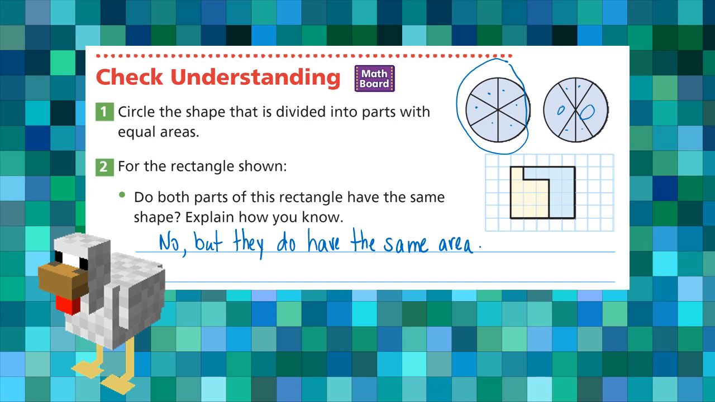So even though those two shapes look a little different when they're cut out and placed on top of each other, they do both have the same amount of area. They have 1, 2, 3, 4, 5, 6, 7, 8, 9, 10 square units. And 1, 2, 3, 4, 5, 6, 7, 8, 9, 10 square units. So they each measure 10 square units. Good job.